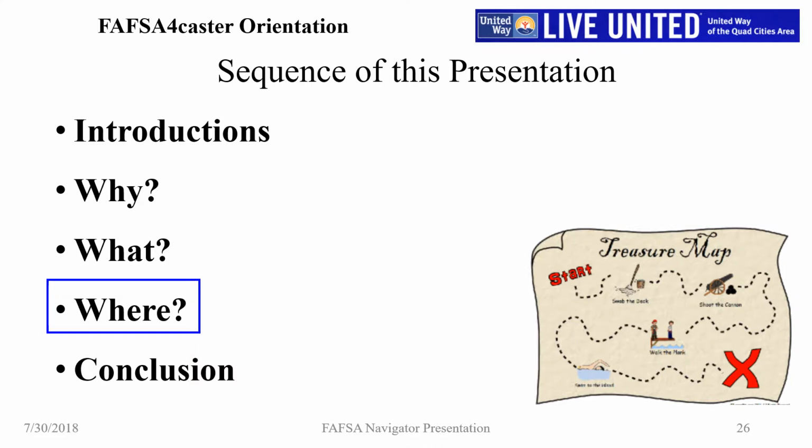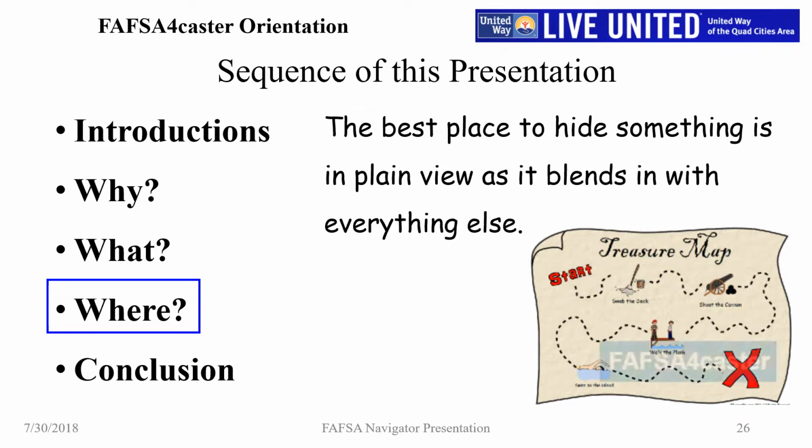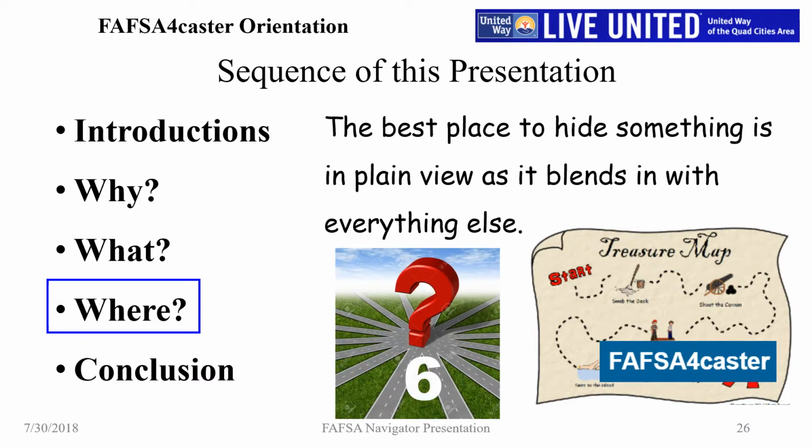First, a joke. The best place to hide something is in plain view, as it blends in with everything else. The FAFSA Forecaster can be reached on the internet in at least 6 different methods that I found. Start the note-taking and put on your hiking boots. Here we go.